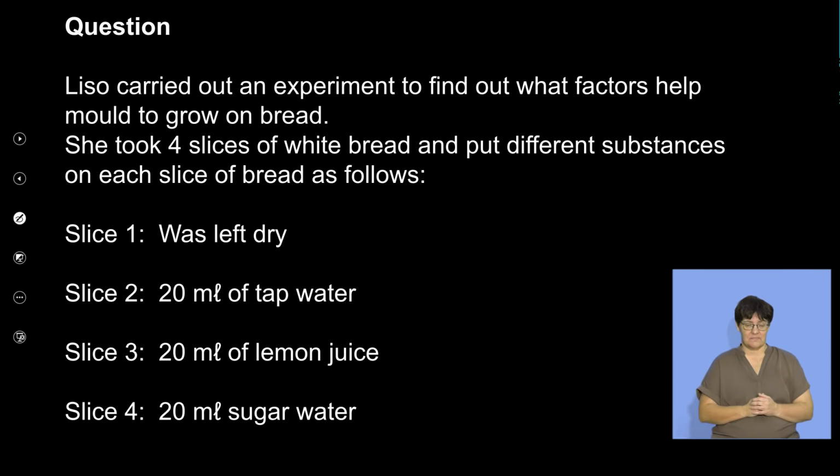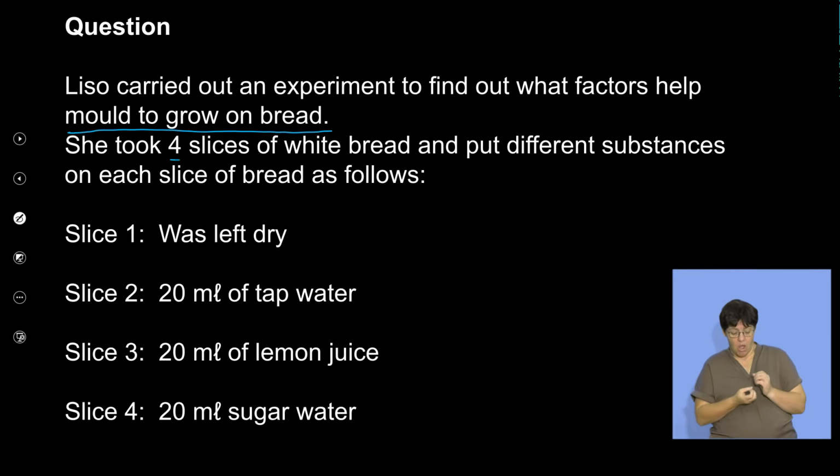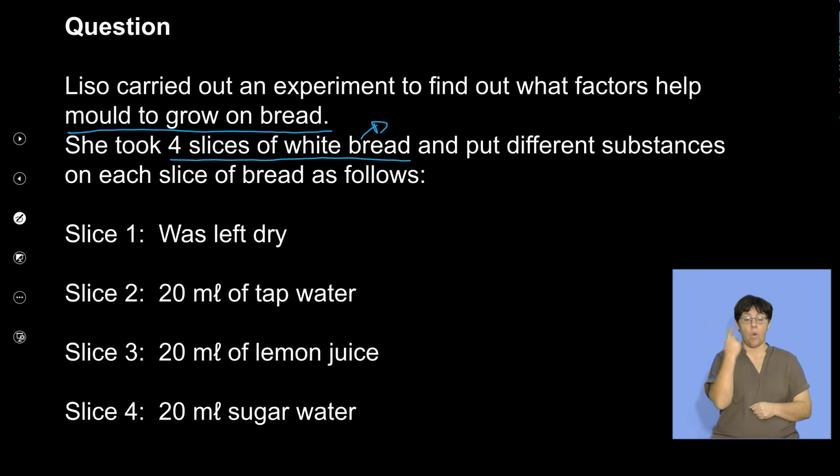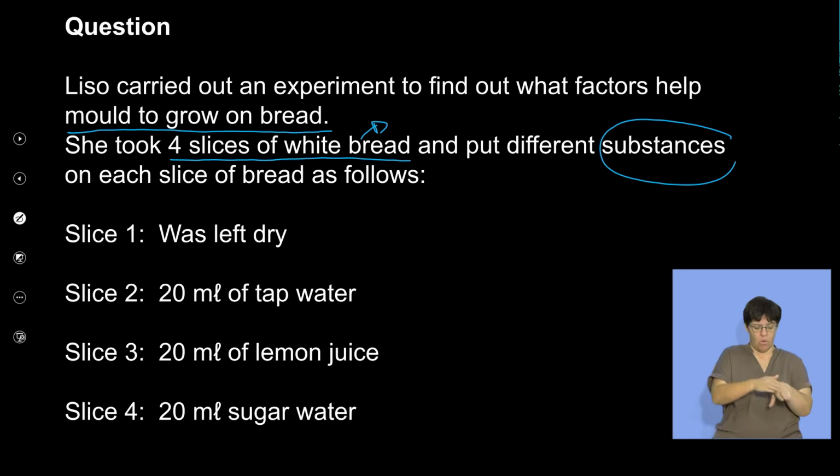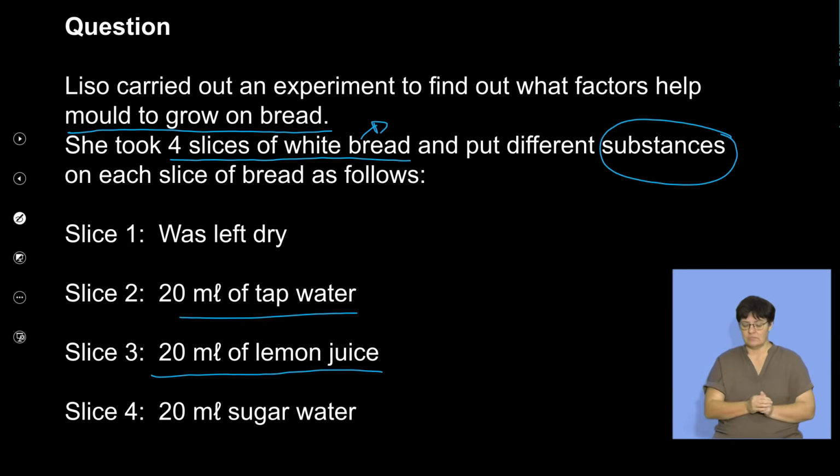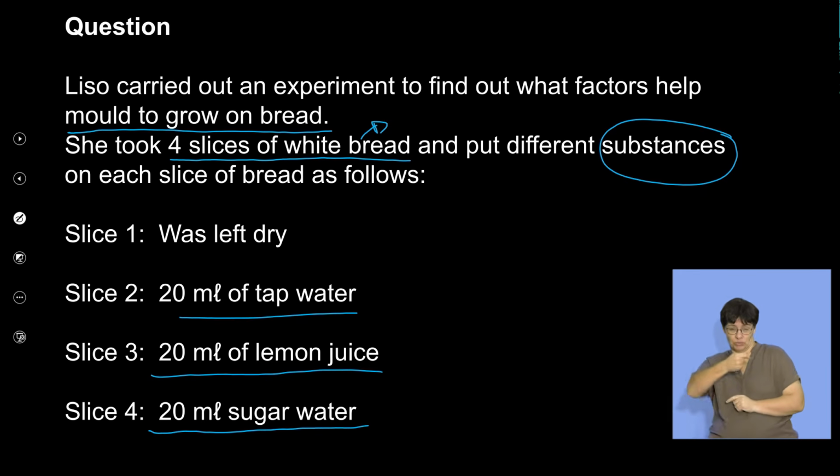Okay, our next question is again an experiment. Let's see what Liso did. Liso carried out an experiment to find out what factors would help mold to grow on bread. She took 4 slices of white bread, remember, all the same bread, and put different substances, this is what I'm choosing, on each slice of bread as follows. So on slice 1, she left it dry. On slice 2, she put some tap water on. On slice 3, she put some lemon juice. And slice 4, she put some sugar water.